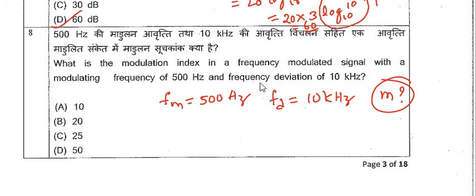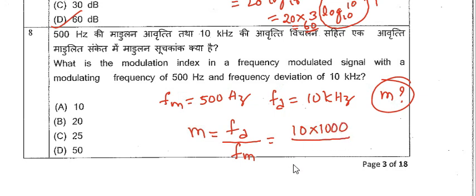So here this is FM, frequency modulation. In frequency modulation, the formula for modulation index is the maximum frequency deviation divided by the modulating frequency. So 10 kilohertz is 10 power 3 divided by 500 Hz. If we cancel it, 5 ones are 5, 5 twos are 10. So that is 20. The modulation index is 20. So this is the right answer. Thank you.